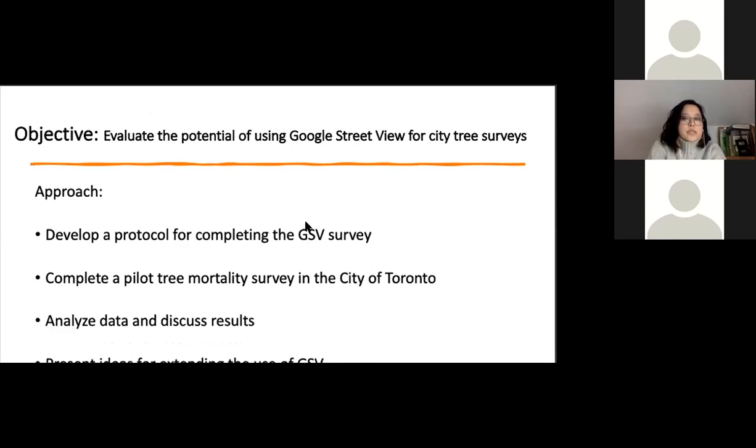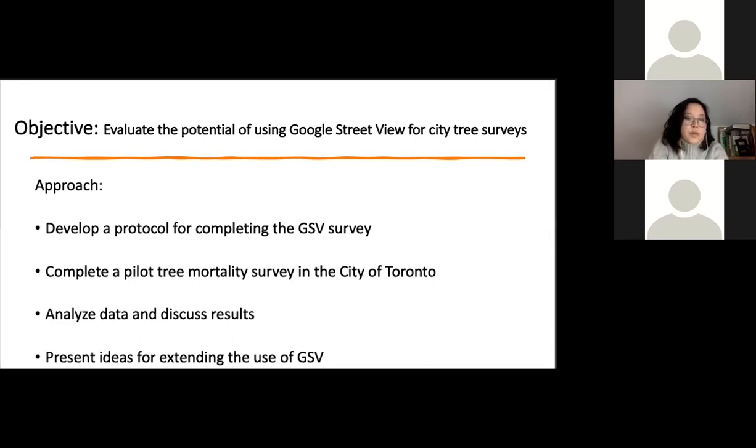So the overall objective of our study is to evaluate the potential of doing street tree surveys using Google Street View. In order to do this, we must first have a protocol to follow to ensure a high quality data set is collected. Complete a pilot study of street tree mortality in the city of Toronto, and analyze the data and discuss the results, including evaluating consistency in observation between observers and also problems found with the survey protocol. We will then suggest some ideas for future studies using Google Street View.